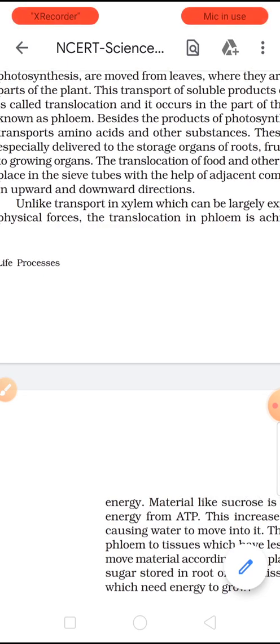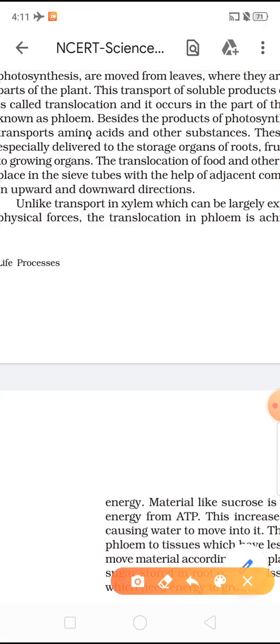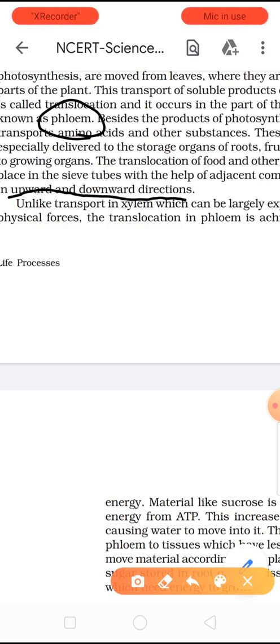Okay, now in phloem, I know you have studied phloem cells. A phloem is a tissue. It is made up of different cells. So with the help of those cells, the phloem will transport food as well as amino acids. Now this phloem can transport either in upward direction or downward direction.